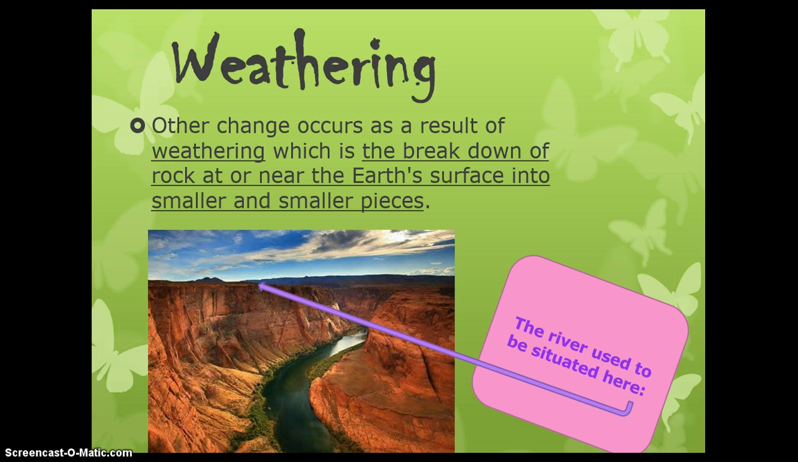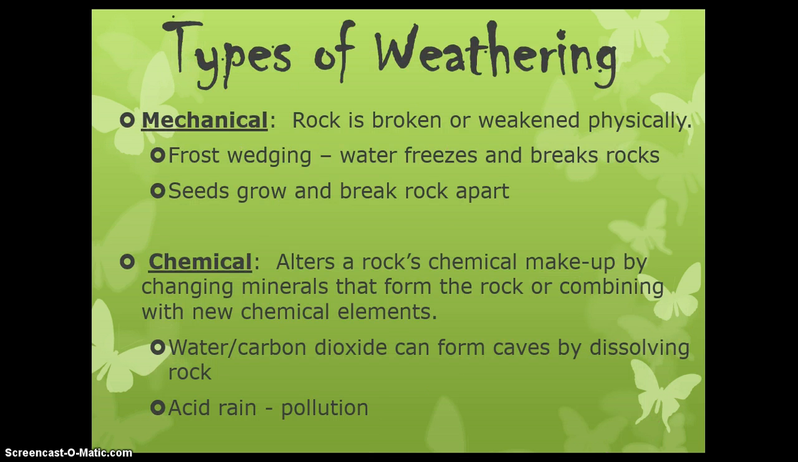Now, for your follow-along guide, weathering is changes that occur as a result of weathering. It is a breakdown of rock at or near the Earth's surface into smaller and smaller pieces. So it's large rocks becoming smaller rocks, and smaller rocks and little tiny pebbles and sand pieces and dust. And that weathering process we see around the world.